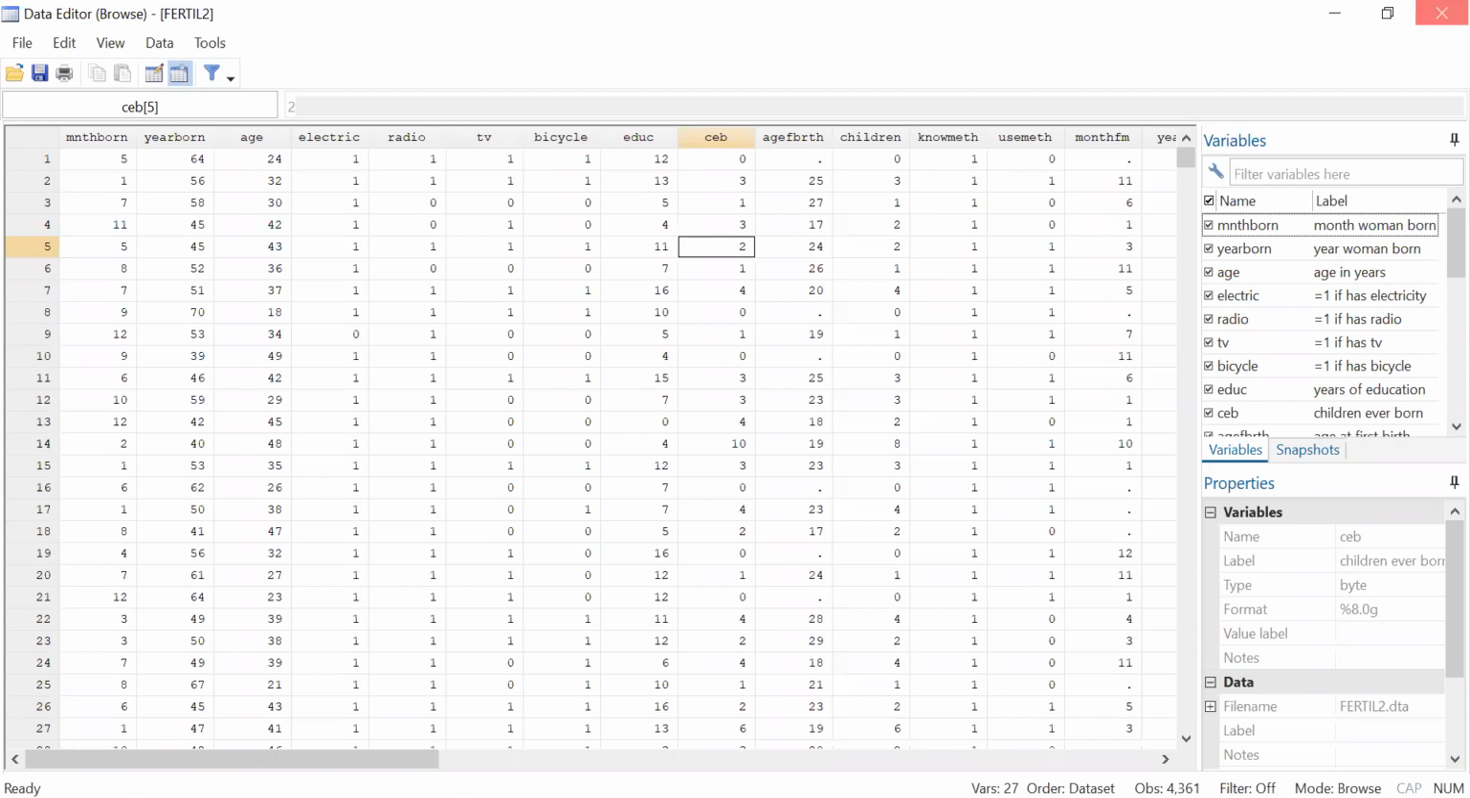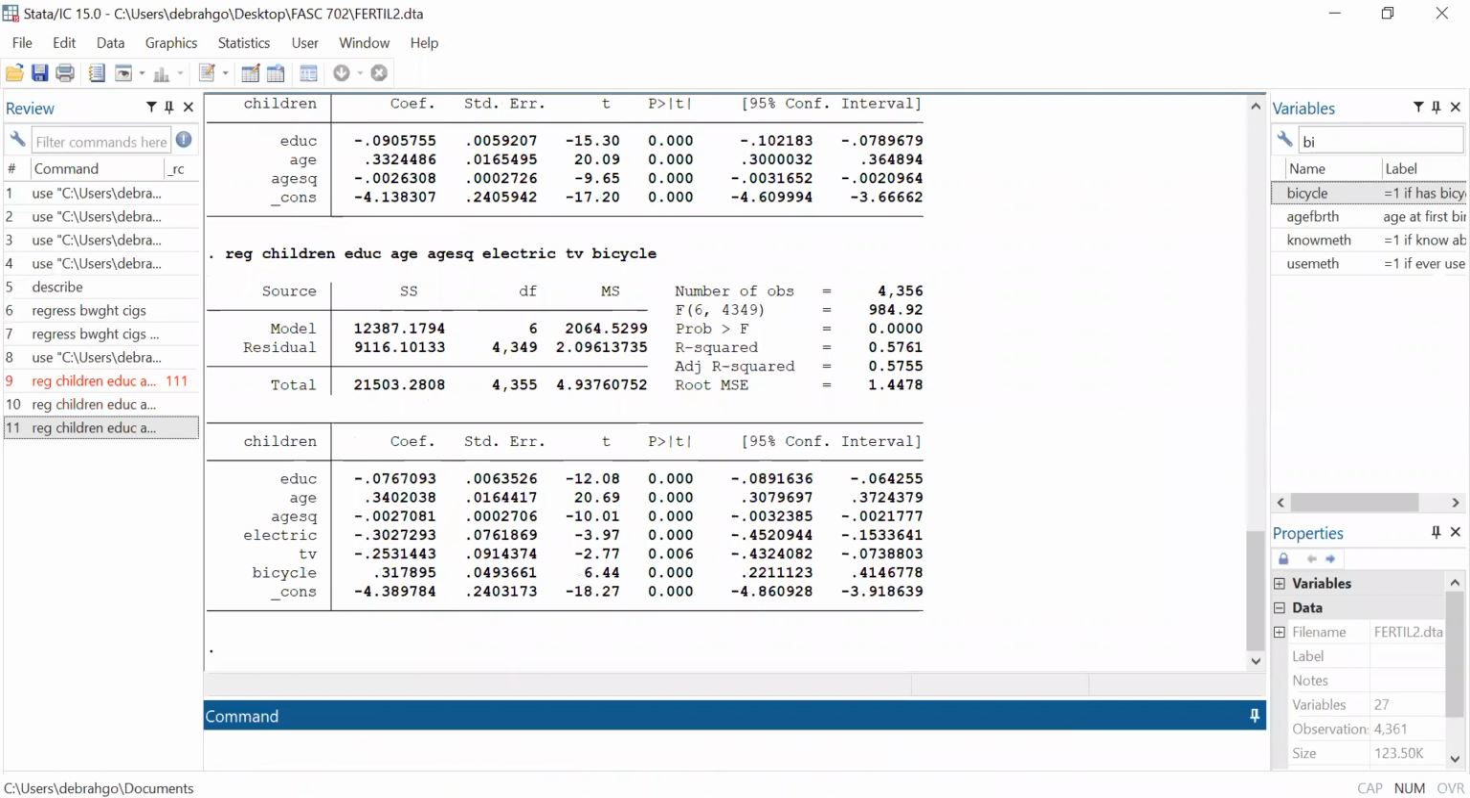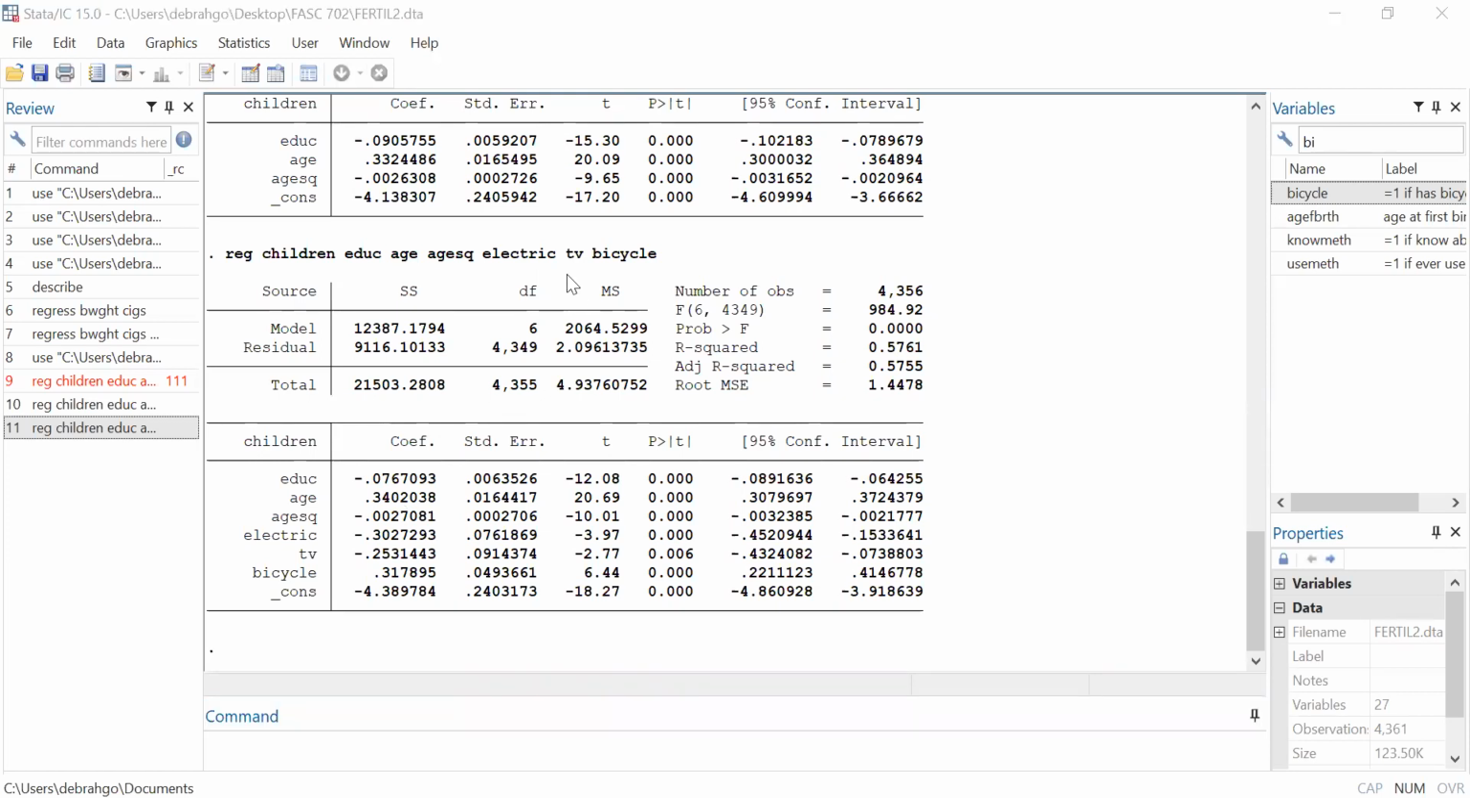So if you can see my code, I'm going to hit enter. I've just hit enter. So if 100 women were to have an additional year of education, there will be on average 7 fewer children. 7 fewer children. And age still has the N-shaped relationship.